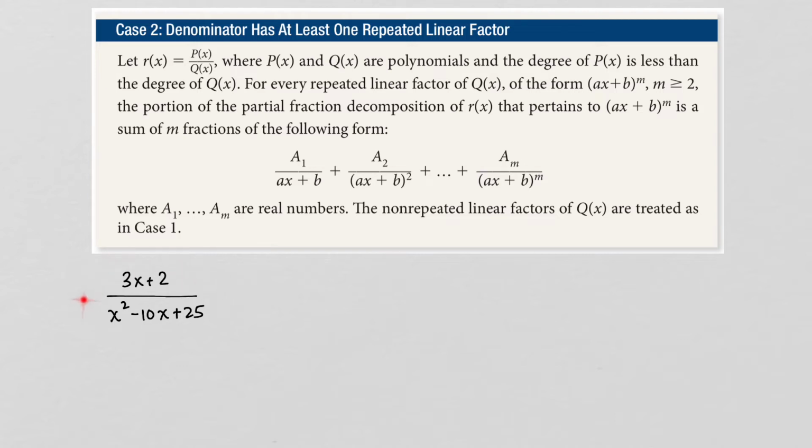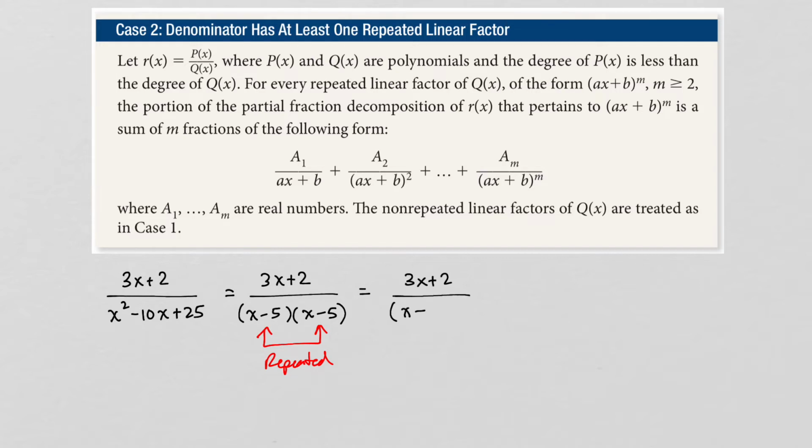So if I'm going to find the partial fraction decomposition for this, the first thing that I would do is I would factor the denominator. X squared minus 10x plus 25 factors into x minus 5 times x minus 5. So notice that these two factors are the same. This is what we mean when we say that it has a repeated linear factor. We have the same factor occurring twice. Now I can also write this as 3x plus 2 over x minus 5 to the second power. And that's what you see here, right?